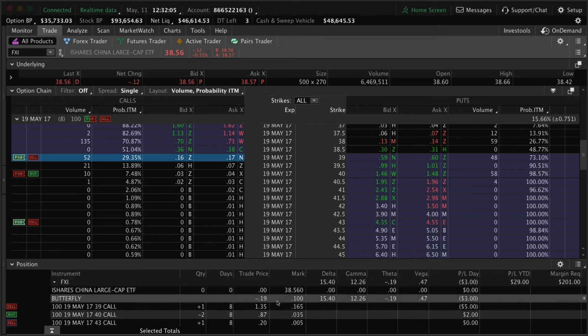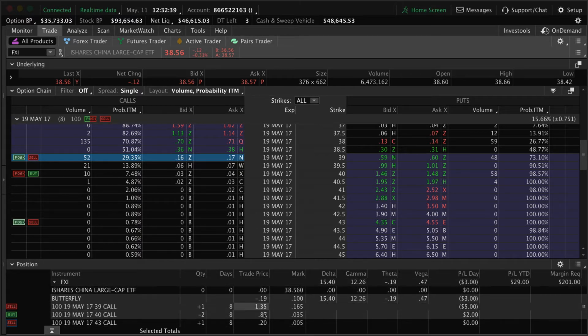I mean, we could make a lot more money on this trade, and for us to make that money, the stock would have to go up to around 40, where the body of our butterfly is. It's currently at 38.50. It has 8 days to make a move up towards 40. If we look at the probability in the money on each of these strikes, you can see it has around a 7.5% chance of being at 40 at expiration. So it's a low chance, right? But if it does happen, we would have a pretty big payout.